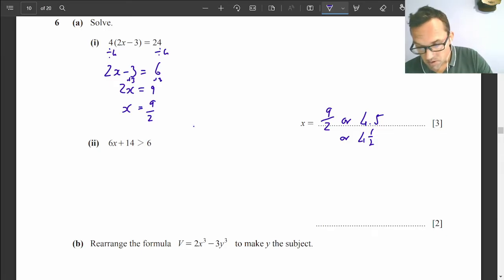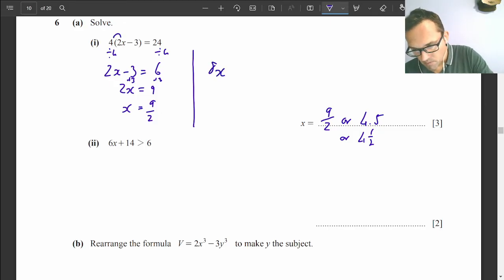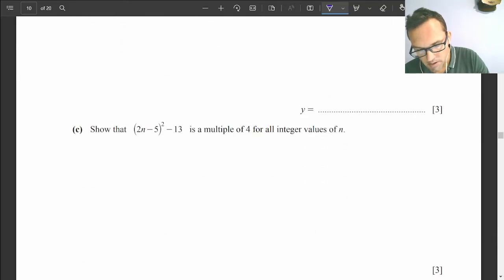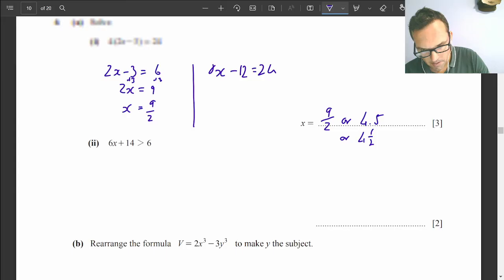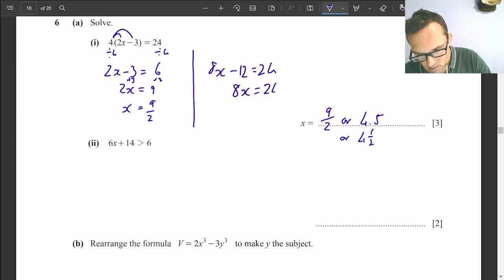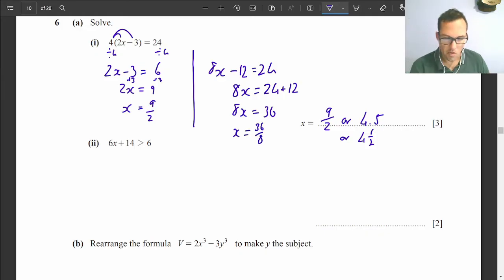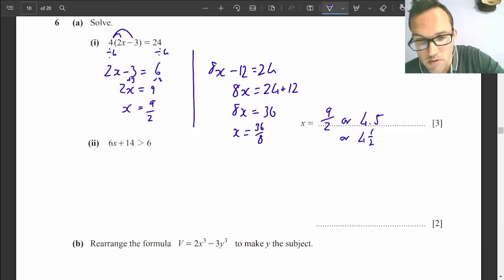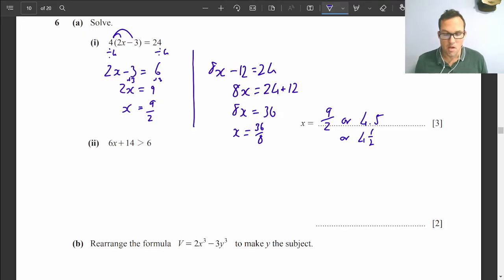The other approach would have been to multiply out the brackets first. So 4 times 2x is 8x. 4 times minus 3 is minus 12. Then add the 12, so you get 8x equals 36, and then divide 36 by 8, which will get you, of course, the same answer. Yeah, no problem.